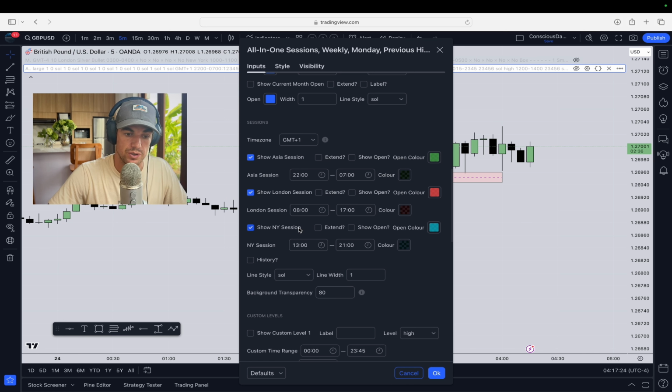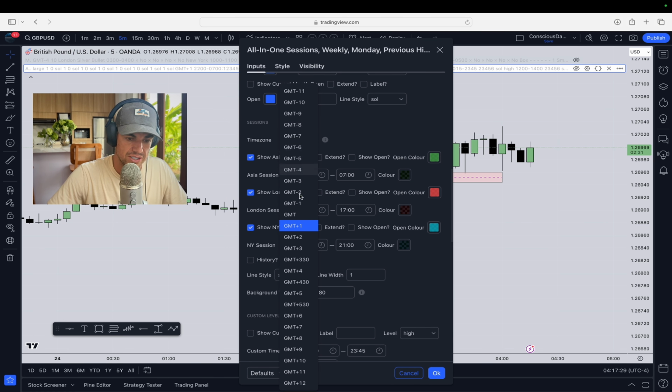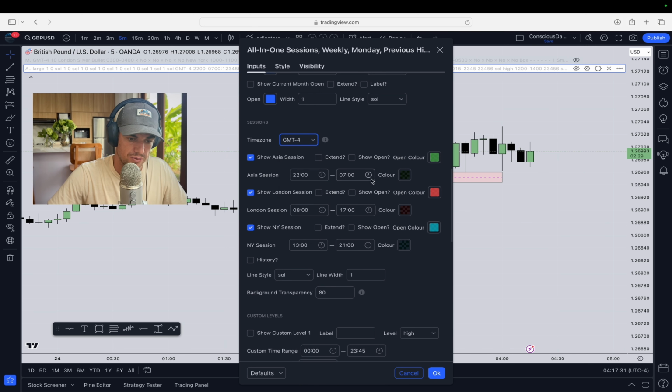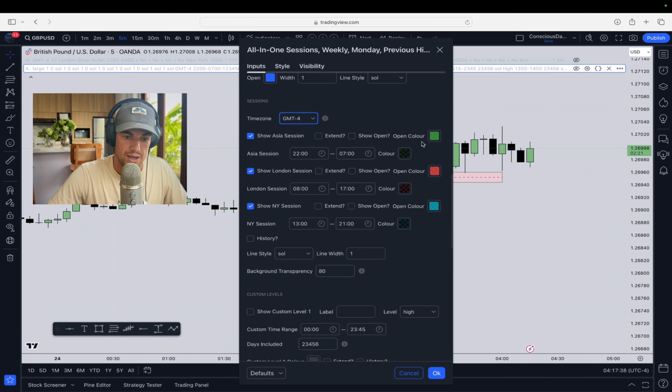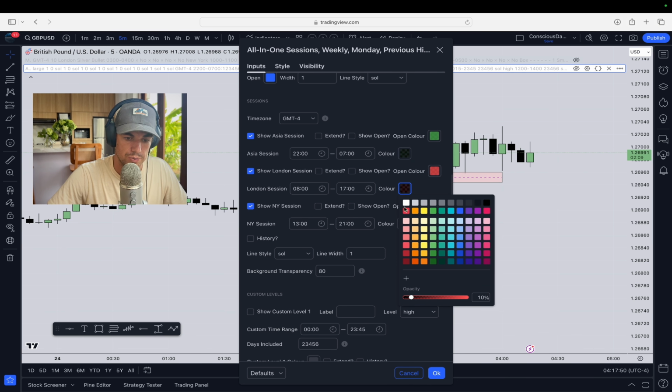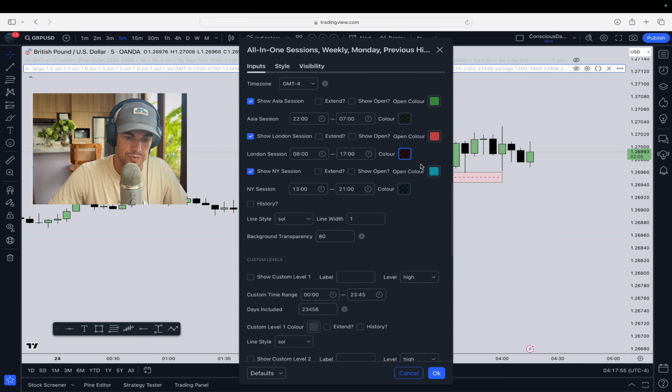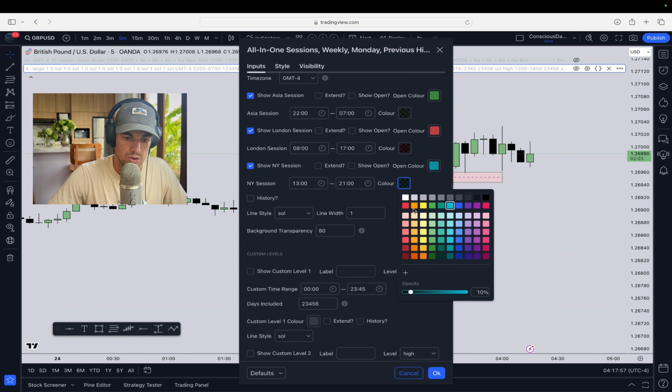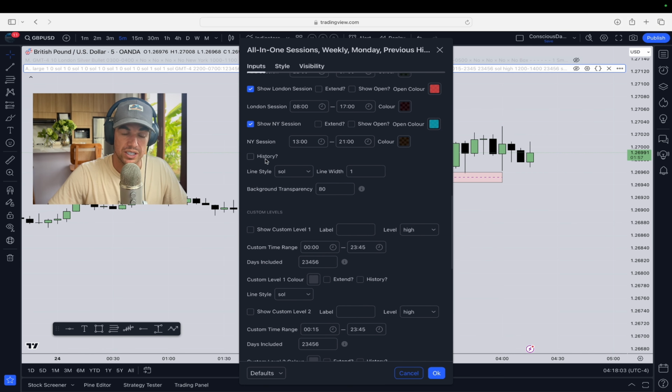We're going to jump onto the Asian session, London session, and New York session. We're going to change this time to GMT-4, which will bring us to New York. Then we go to this color here, which is the time, and change it to whatever we want. I like the Asian to be green, I want the London to be red, and I want the New York to be orange. Ignore these ones, these are the opening levels. I'm also going to click on history because I want to see what's happened before.